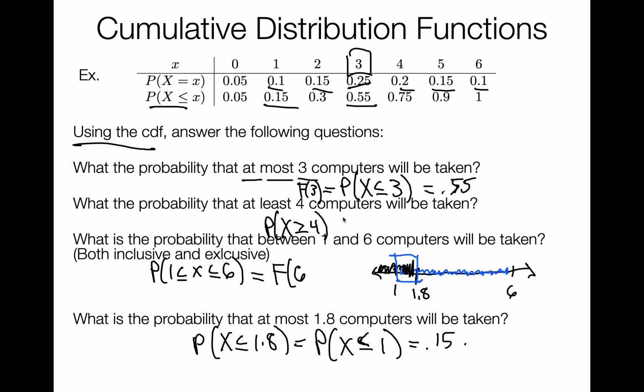And so that is how to work with a cumulative distribution function. Always try to write these using the F notation when you do the problems. I didn't do a great job of that.